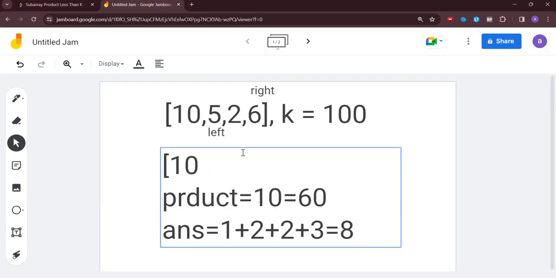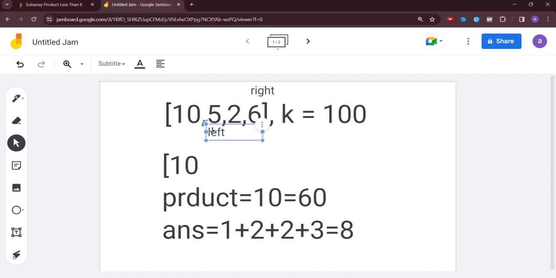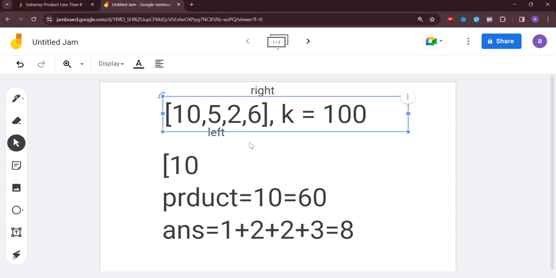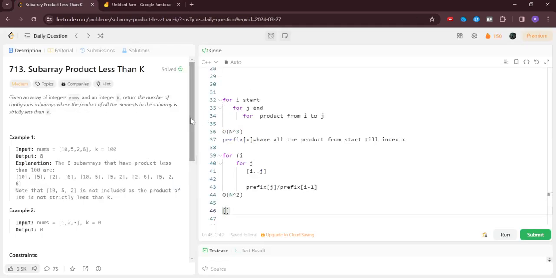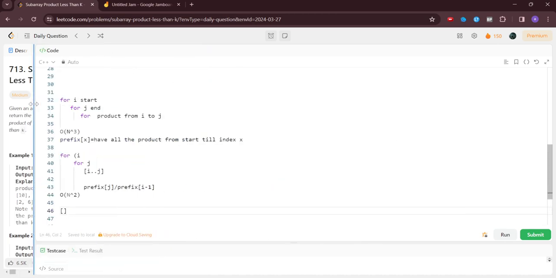So we are not doing anything much. We are just taking the left and right pointers, and whenever we meet the condition where the product is greater than or equal to k, then we try to reduce the sliding window so that we have the elements whose product is always less than k. So that is how we are going to calculate the answer. So let us go through the code so that we can understand better.